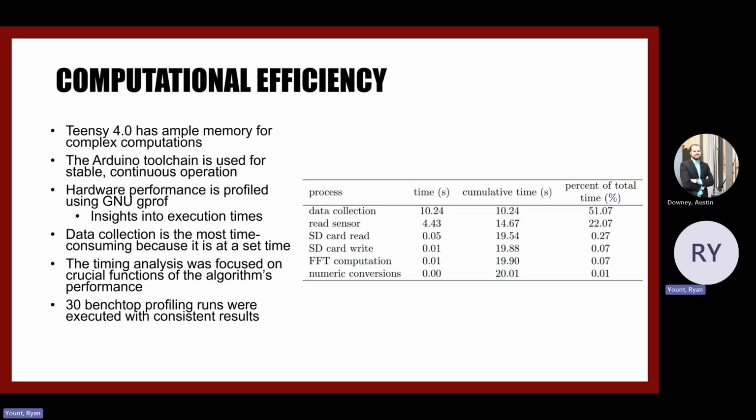So here, obviously, you can tell that data collection is the most time-consuming one, but that is only because we had a set amount of time for the test. We had 16,000 samples that we wanted to read, and then 1,600 samples a second, which gave us around 10 seconds. But for this, the times are relatively quick, and we ran 30 benchtop profiling runs for this, and all gave us pretty consistent results. And the numbers that you see here are actually just the means from those tests.